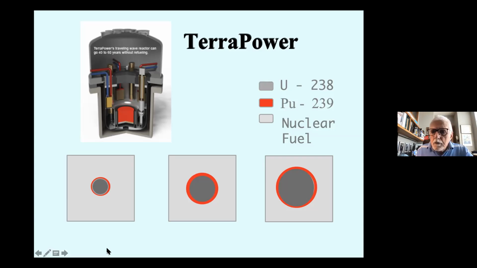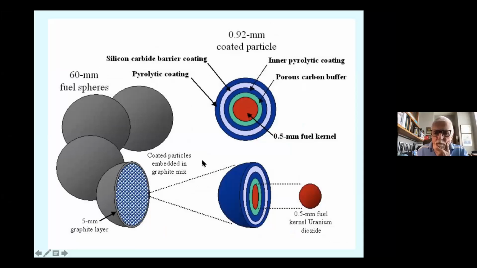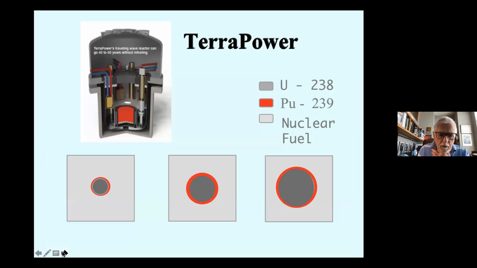Did it move? No, not on my screen. That's weird. Oh, there you go. Okay, so you just want to try it again? Yes. Okay, so now you're on the silicon carbide barrier coating slide. Yes. Okay. Did it move? Yes.